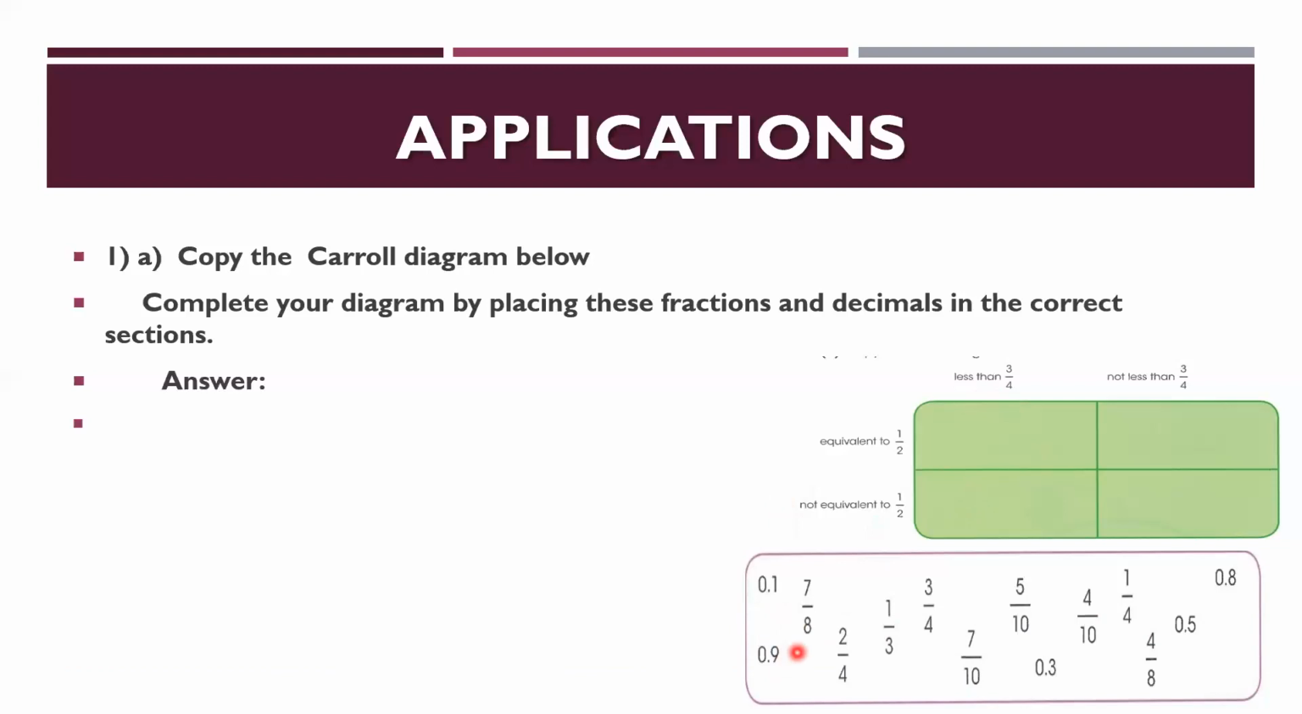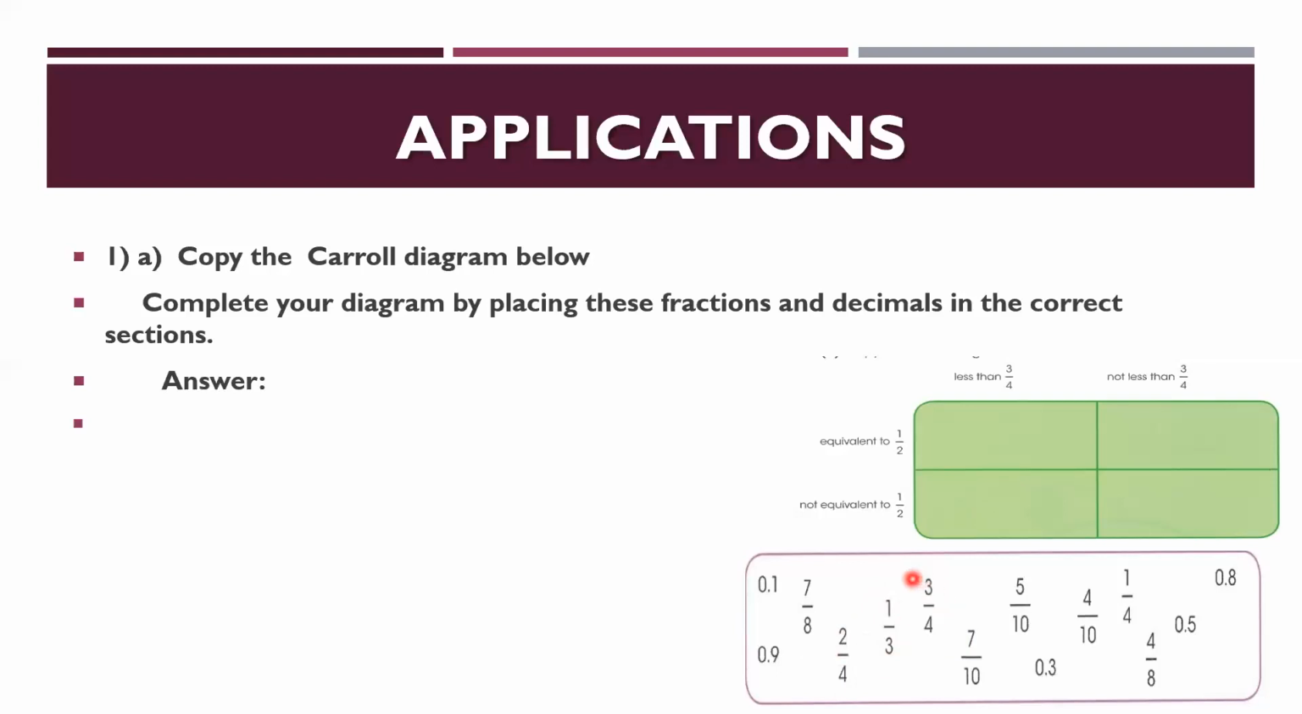Next, 7 by 8 is not less than 3 by 4. What about this 2 by 4? It's equivalent to half, so not possible. What about this 1 by 3? Yes, it is not equivalent to half and it is less than 3 by 4. So 1 by 3 is possible. What about 3 by 4? It is equal to 3 by 4. We need to get less than 3 by 4.